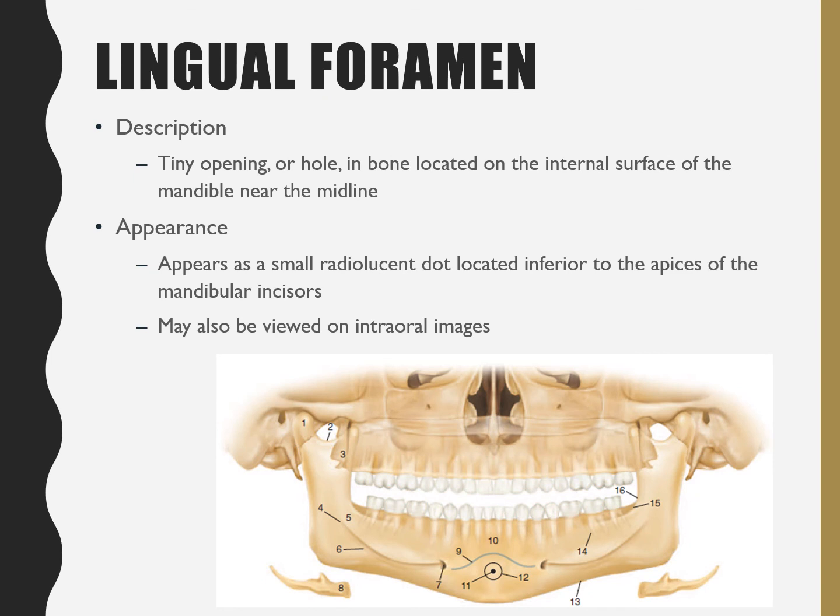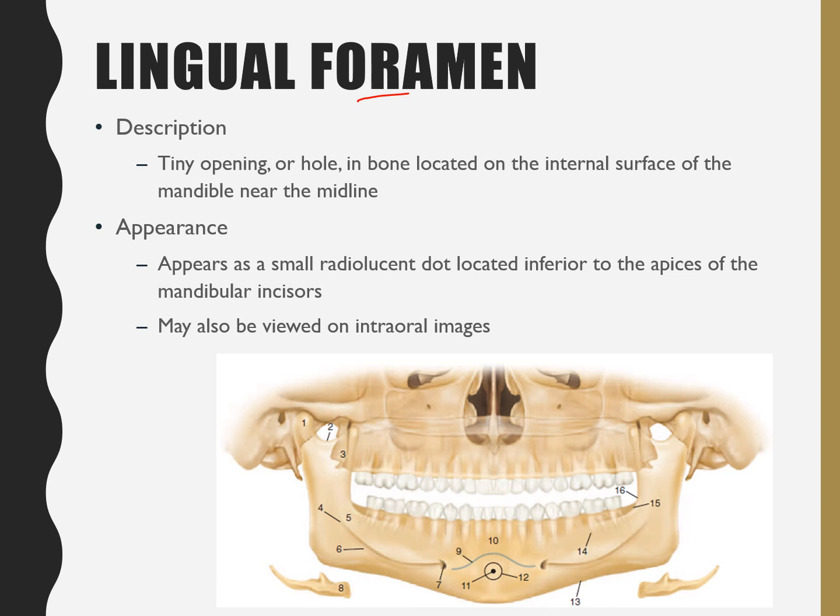And then the lingual foramen, which we talked about in our intraoral images, is a tiny opening or hole, anytime we see foramen, located in the bone on the internal surface of the mandible near the midline. I wonder if your book has that really cool picture where you see the bottom of the mandible with all the genial tubercles and the lingual foramen. I love that picture. It appears on your radiograph as a small radiolucent dot located inferior to the apices of the mandibular incisors. You can see it on intraoral images.